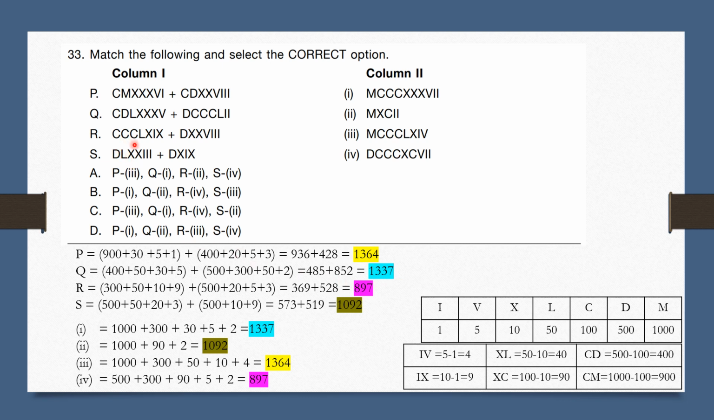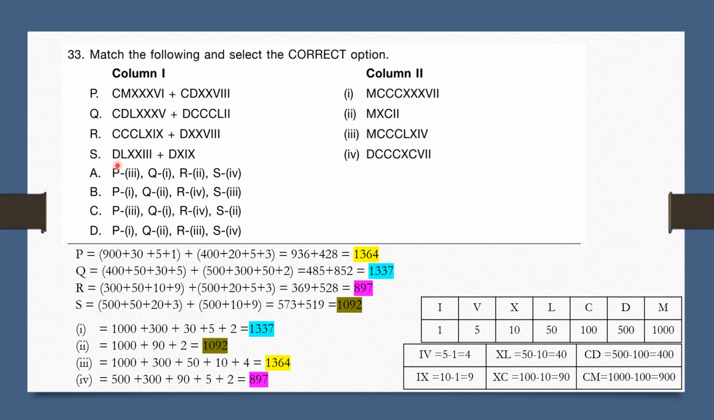Triple C, so C is 100, triple C is 300. L is 50, X is 10 and IX is 9. So IX is 9 here. So 300 plus 50 plus 10 plus 9, which is 369. Let's see the value of DXXV triple I. So value of D is 500, X is 10, so double X is 20, V is 5 and I is 1, so triple I is 3. So 500 plus 20 plus 5 plus 3, which is 528, so total value is 897.